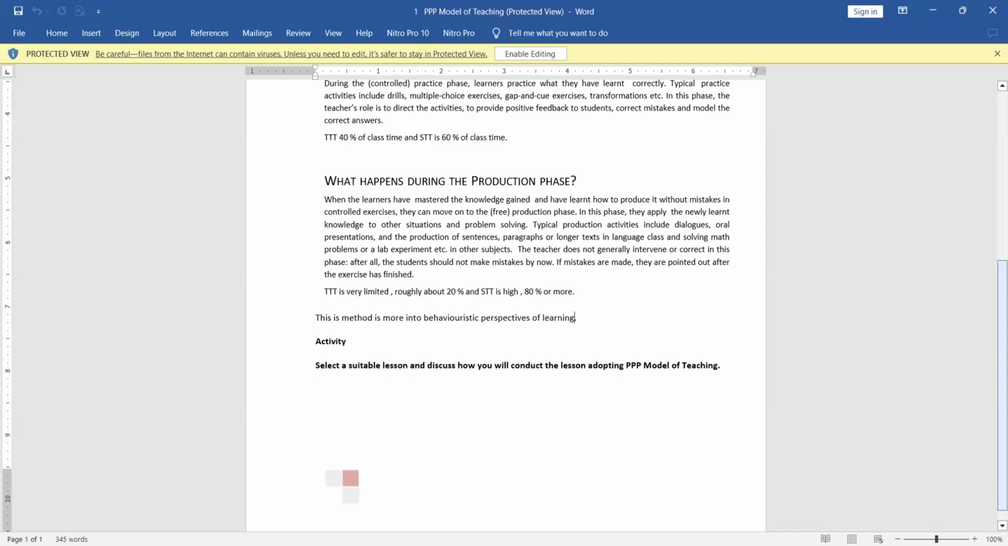So they say teacher involvement, teacher talk time is 40%. Student involvement, student talk time is 60%. Now the remaining 10 minutes, the PPP model has the production stage. During the production stage, the teacher gets the students to use what they learn in a practical way, in a productive activity, to do something by using what they learn.